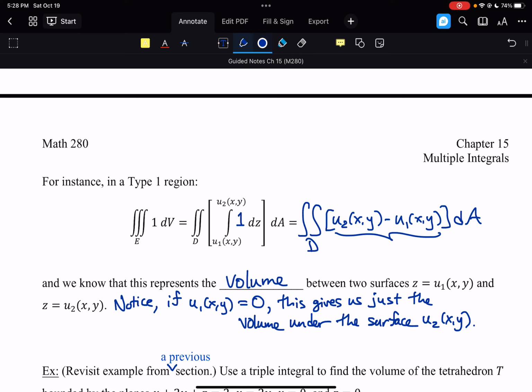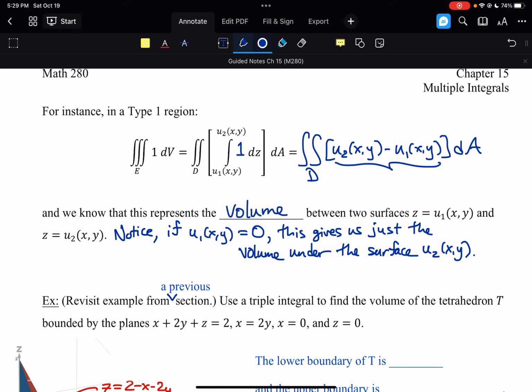So if the first function, if u1 is just 0, that's just the xy plane, right, or z equals 0, that type of calculation is what we've been doing all chapter. The idea of taking the double integral of some function, you're finding the volume under that surface. Okay, so there is a direct tie-in between double and triple integrals with this regard.